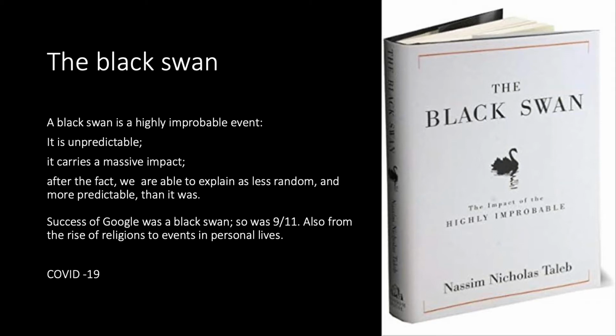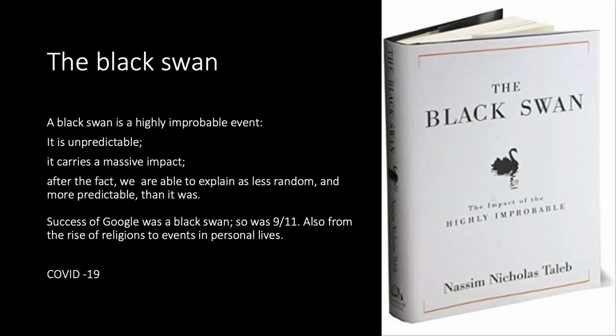What is the problem with our paradigm of reductionist approach and unpredictability? This is an interesting book. It's called Black Swan, and the author is Nassim Taleb. And the main idea of this book, it's not about the beautiful solo of Swan Lake, is the idea that a black swan is a highly improbable event. It's unpredictable, carries a massive impact, and after it happened, we are able to explain it as less random and more predictable. Some examples are the success of Google, 9/11, the rise of some religions, or even some events of our personal life.